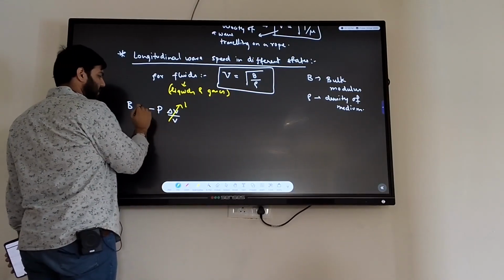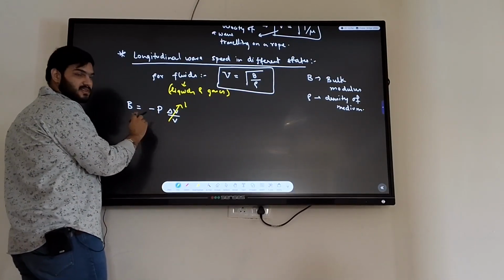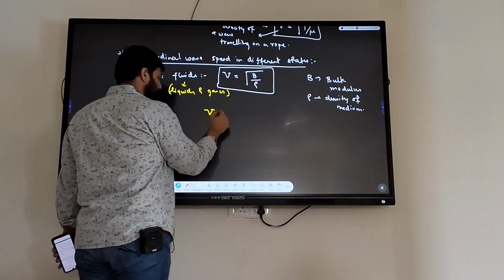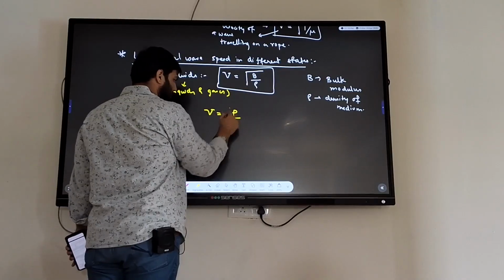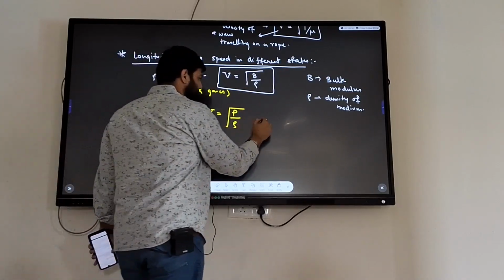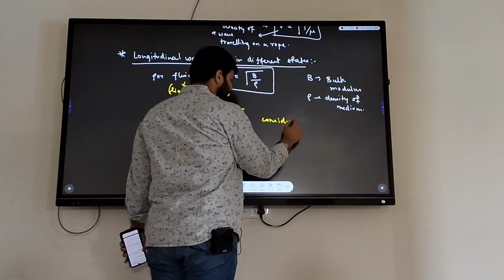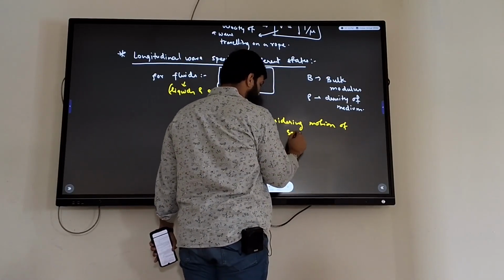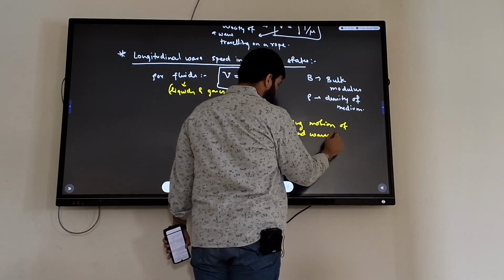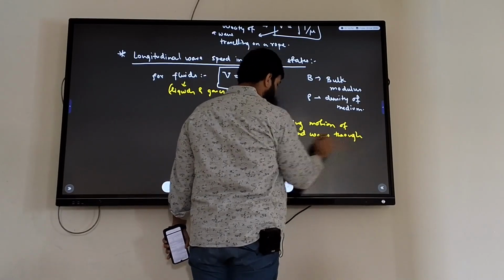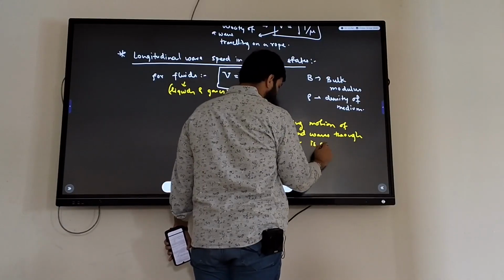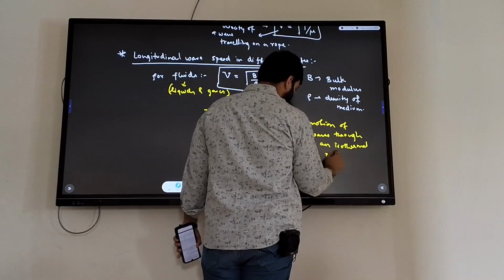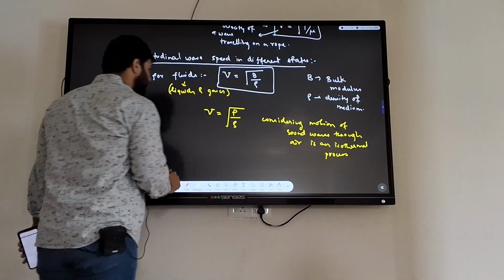So B can be replaced with minus V. So let me write the final thing. V is equal to root of P by rho. If I consider the motion of sound waves through air to be an isothermal process, this is the velocity of the sound.